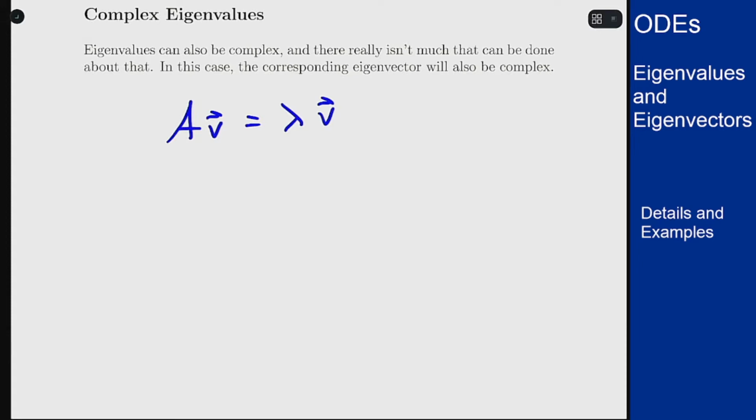Now, if A is a real matrix, that is, it has all real entries, and lambda is a complex number with non-zero imaginary part, then v must also be complex in some sense. Otherwise, there's no way this can work out, right? If v is a real vector, the left side's entirely real, the right side is not. So v is going to have to be complex to sort this out.